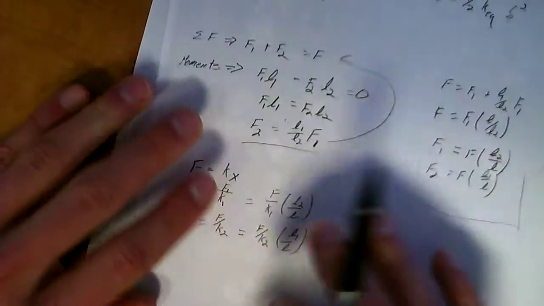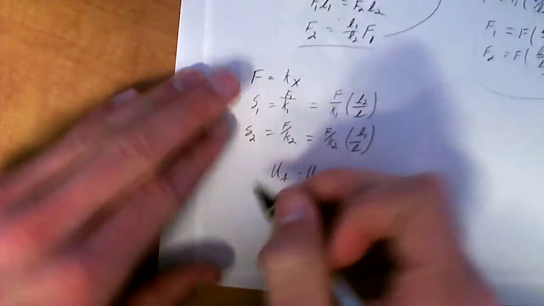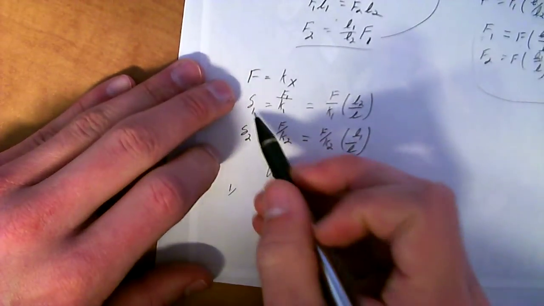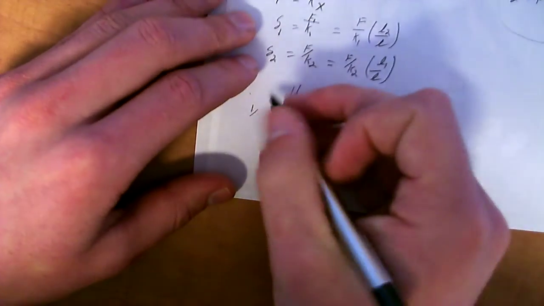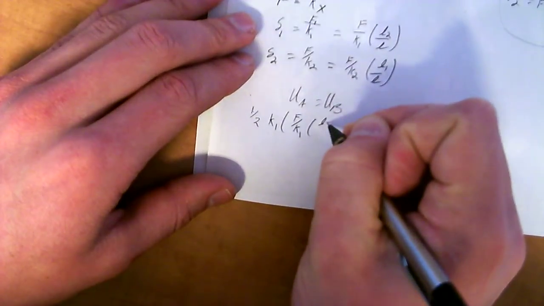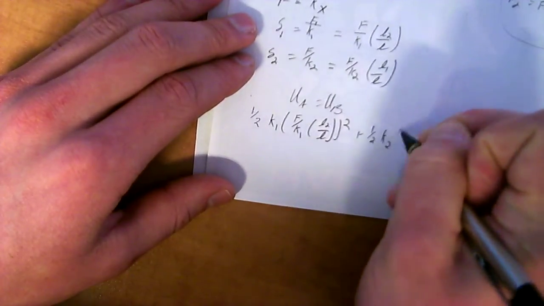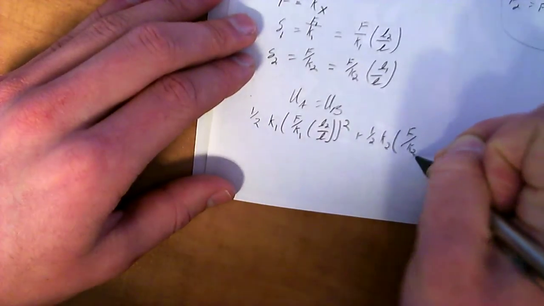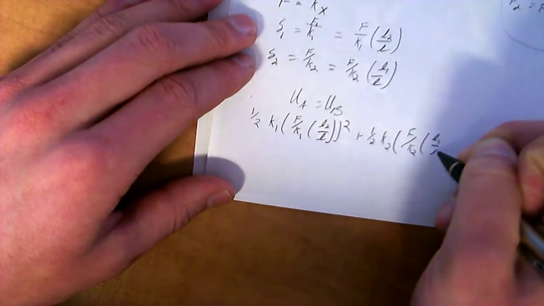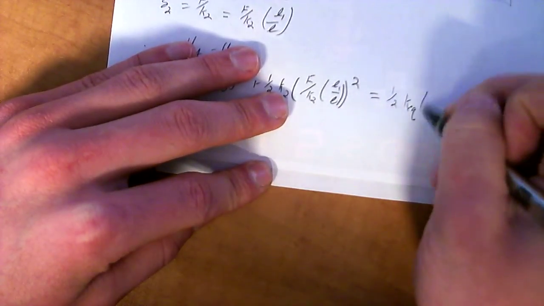Okay, so now the equivalent system has to, UA has to equal UB. The energy in this system has to equal the energy in this system. So UA is equal to UB. We go ahead and substitute those in now and start putting numbers in, because we have delta 1 and delta 2. You sub it into these equations, which are set equal to each other, and you get 1/2 K1 of (F over K1 times L2 over L) squared plus 1/2 K2 of (F over K2 times L1 over L) squared.